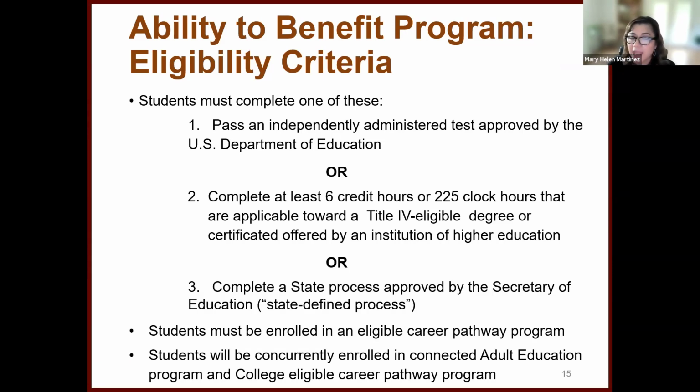Just by the show of hands, how many of you are housed at a college, a community college or a college, university? I see one, I see two.